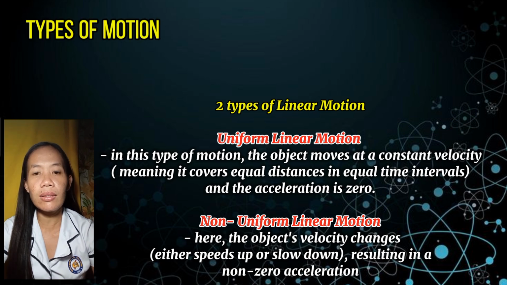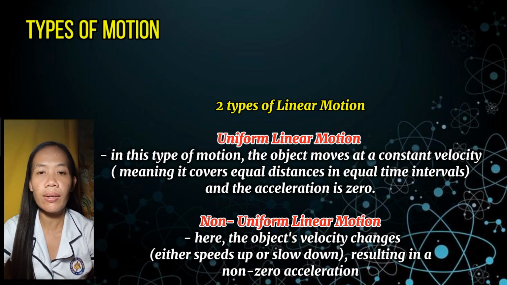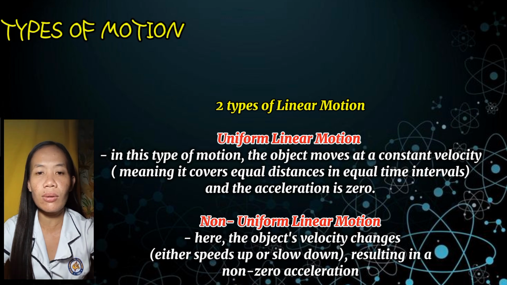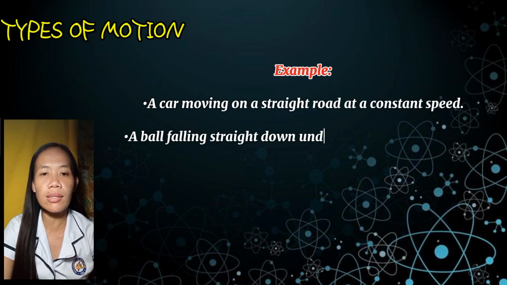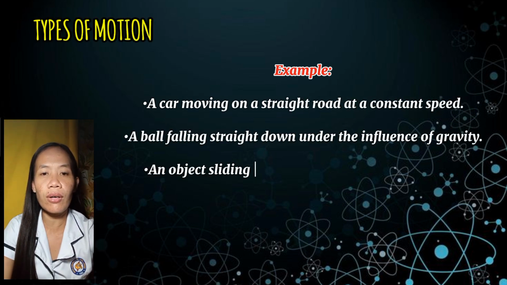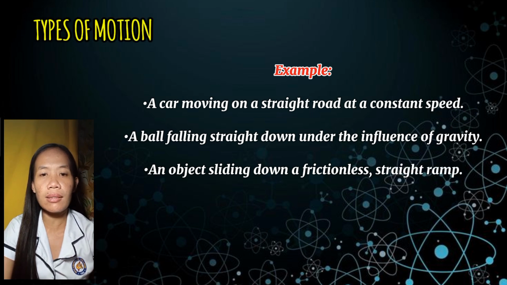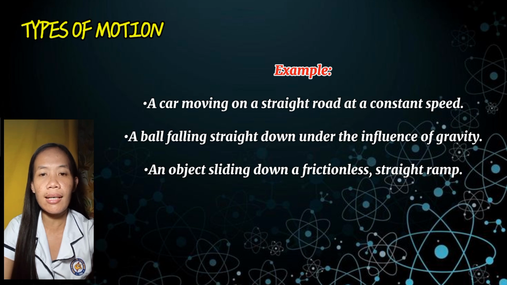The second is non-uniform linear motion. Here the object's velocity changes, either speeding up or slowing down, resulting in non-zero acceleration. Examples: a car moving on a straight road at a constant speed, a ball falling straight down under the influence of gravity, and an object sliding down a frictionless straight ramp.